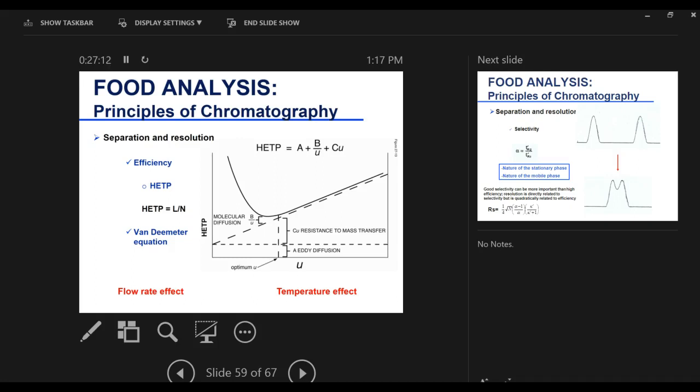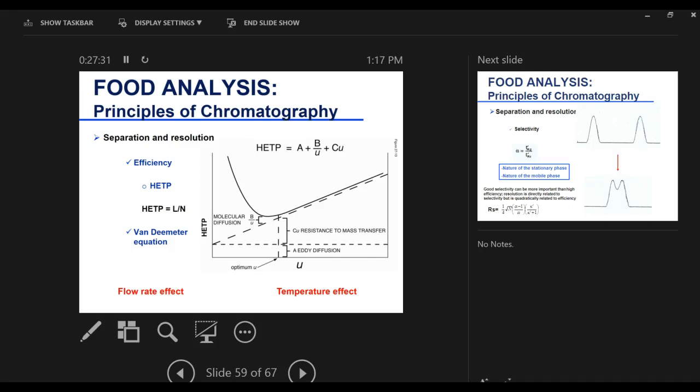Then you'll have better equilibrium, reaching equilibrium faster. So in this case, I will have a shorter height equivalent of a theoretical plate. My A value, eddy diffusion, will be lower. I have less diffusion here than I would have there.